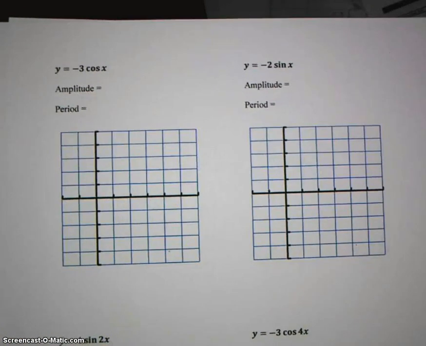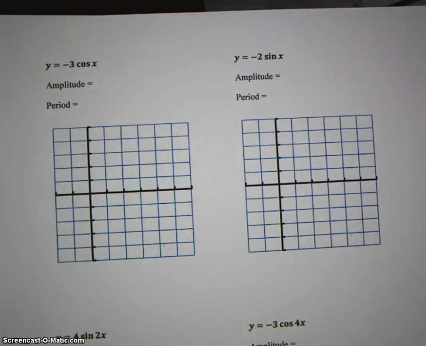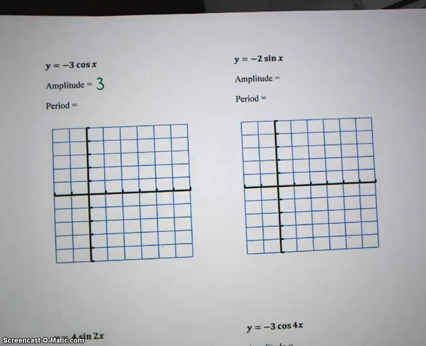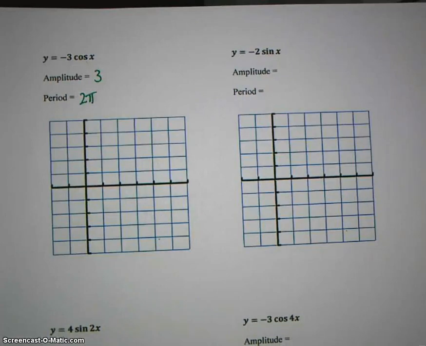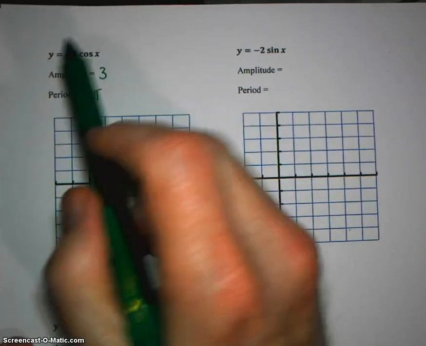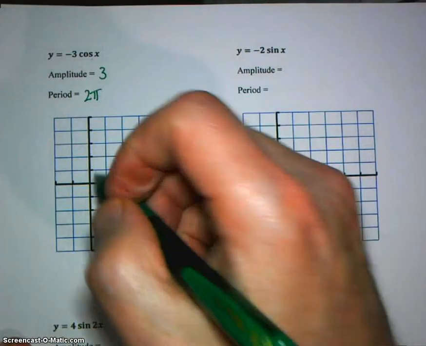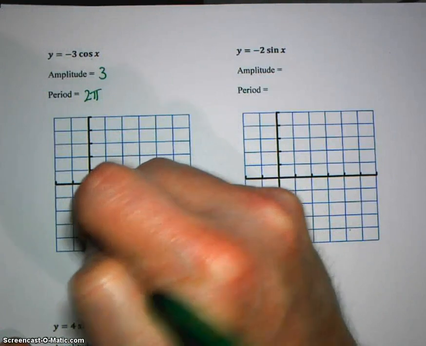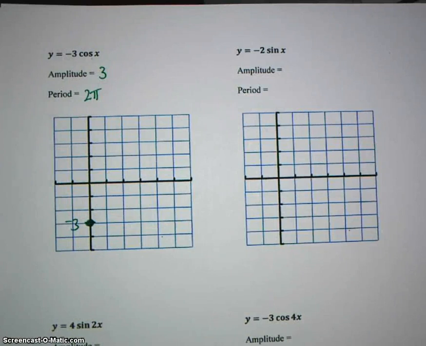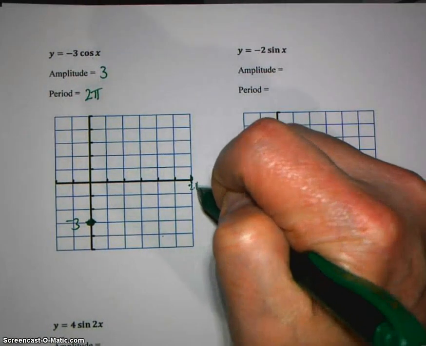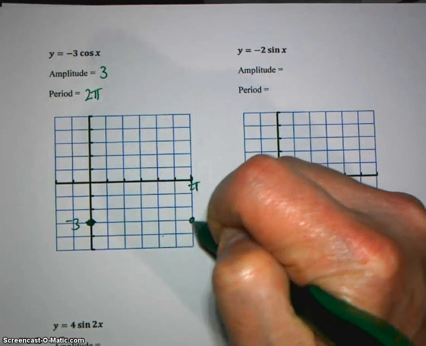Y equals negative 3 cosine x. Now our amplitude is 3. Again, amplitude is always given as a positive number. Period, there's still no number there, so my period is still 2 pi. Now, the big difference with this one, because this is a negative 3, our cosine graph is flipped over, so it starts low. Cosine usually starts high. This time it's going to start low. It ends at 2 pi, and again it will be low.